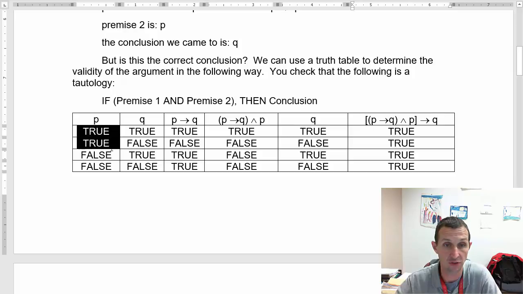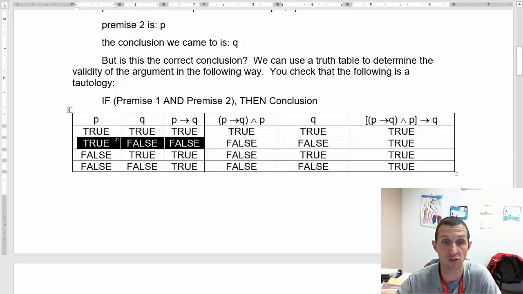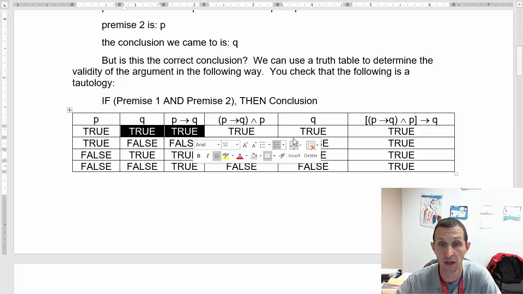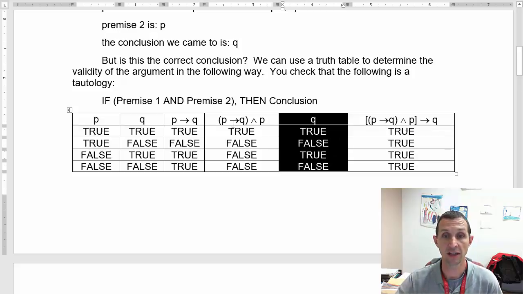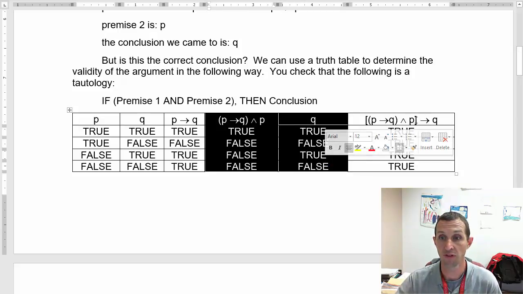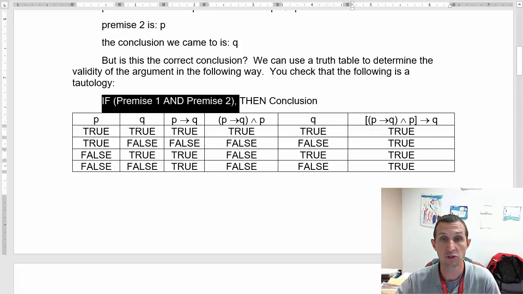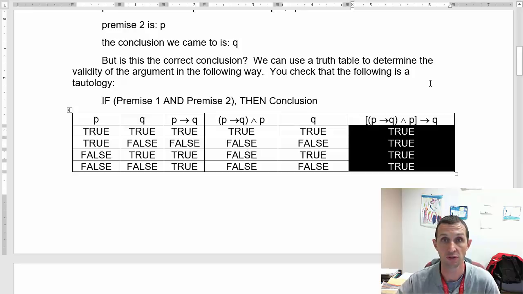Again, I have true, true, false, false set up, and true, false, true, false. The only place where the conditional is false is when P is true and Q is false. With the and statement, the only place that and is true is when the 2 are true. I simply copied Q and pasted it here because I wanted to keep a left to right for the conditional that's in this last column right here. Following these 2 premises being true, the conclusion should follow. It does. It is true in all circumstances.